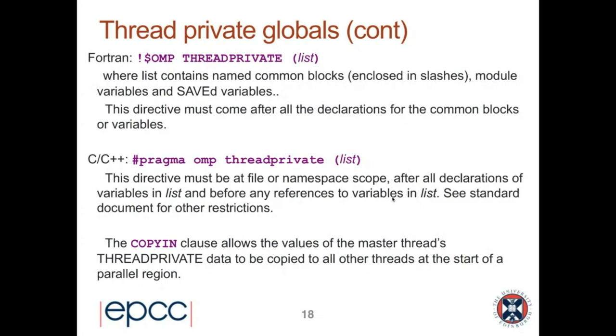Another piece of functionality we have is the copyin clause. What that does is allow the values in the master thread's threadprivate data to be copied to all other threads at the start of a parallel region. So you can set the values in the master thread's copy in the sequential part of the program, and then use a copyin clause, which will replicate those values in every thread's copy on entry to the parallel region.